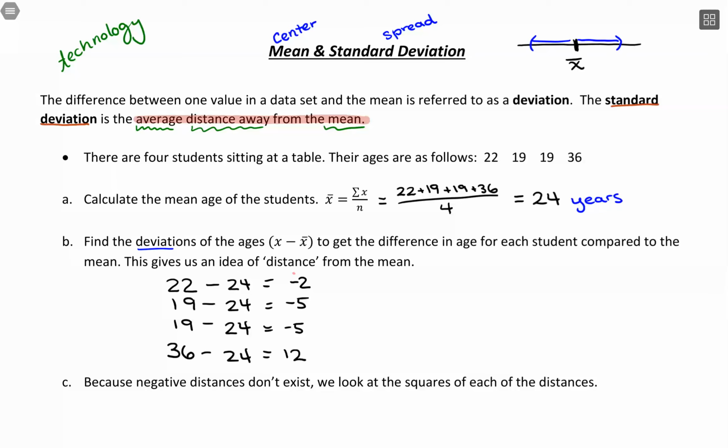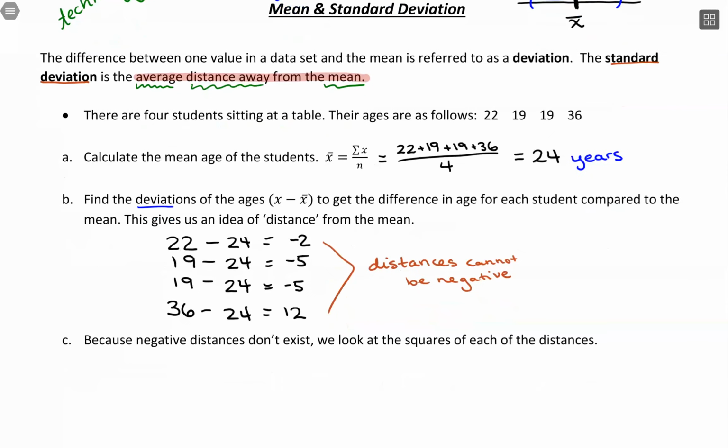So with this, we get an idea of how far each value is from the mean. However, something that's not so good is these negative numbers, because negative versus positive doesn't make a difference in terms of distance. This is just signifying whether it's below average or above average, but in terms of distance from the mean, we don't want to have negative values coming through. So this causes an issue with our calculation. We need to think about how distances cannot be negative. So to fix that, we need to do this little extra step.